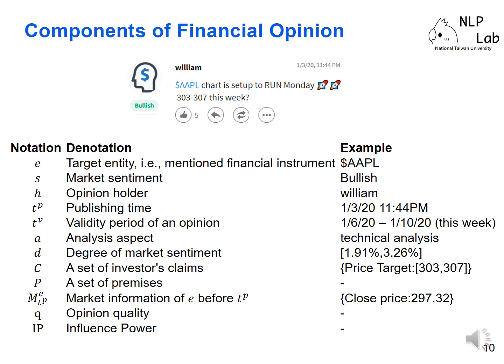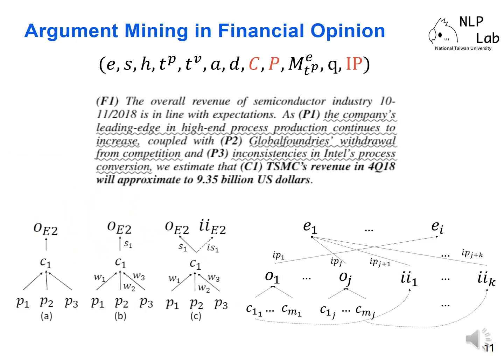Let's think about what we can do after extracting these components. First, we can take the market price as the result of the debate of all investors. That is, if we can capture all investors' opinions, maybe we can perfectly predict the price and movement of the financial instruments. An opinion can be formed by a claim set with several premises, which is similar to the idea of argument mining. Each premise and each claim may have a different weight in an opinion.